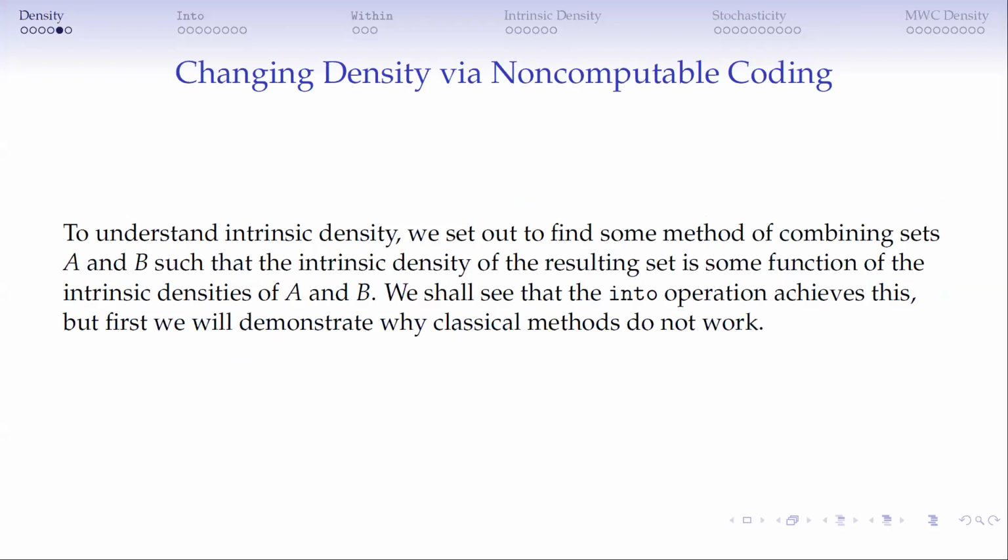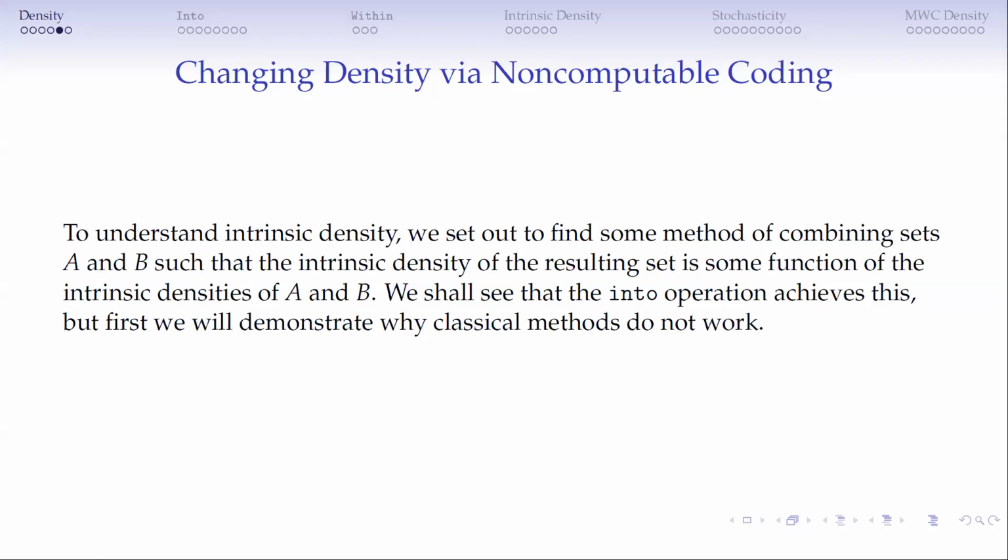Just to reiterate that general idea, our goal is to find some method of combining two sets A and B such that the output of that combining process gives us a new set whose intrinsic density is a function of the intrinsic densities of A and B, ideally some interesting function. And the into operation, which is going to be our main tool for this talk, our first non-computable coding operation, is going to do this nicely.